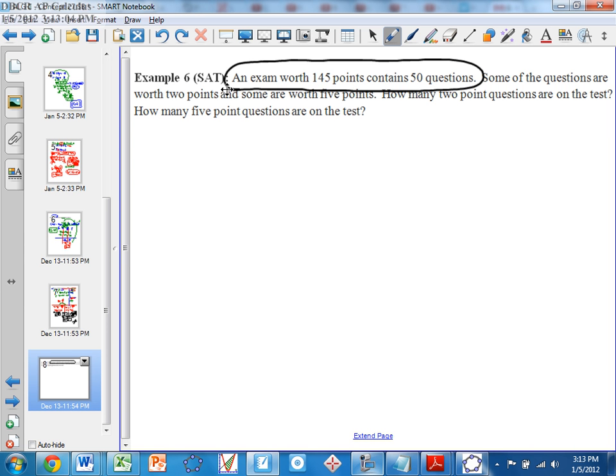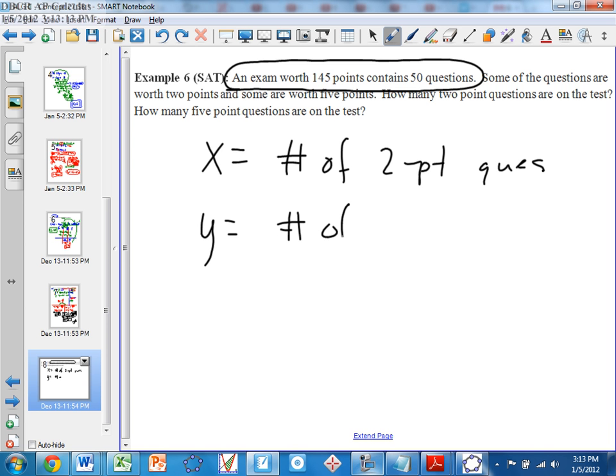So let X equal the number of 2-point questions, and then Y would be the number of 5-point questions. Very good. Again, your let statements always answer the question. It says, how many 2-point questions are there? Well, X is the number of 2-point questions. How many 5-pointers? Y is the number of 5-point questions.